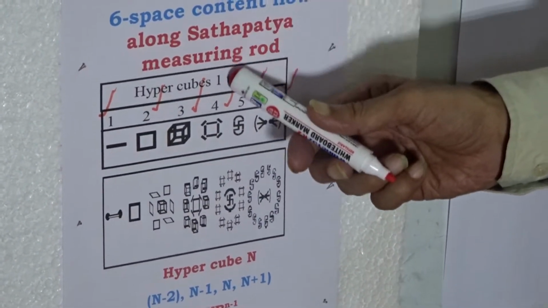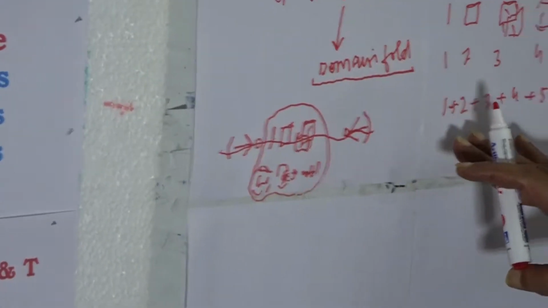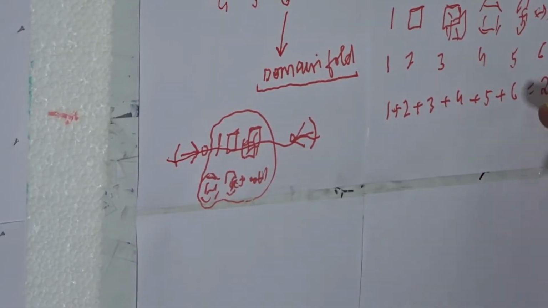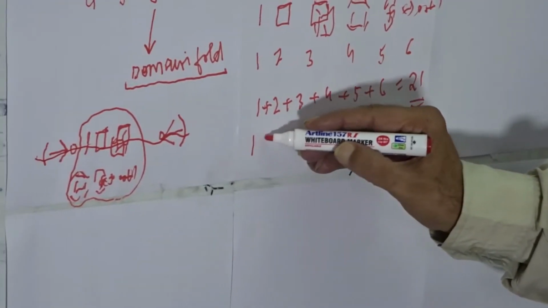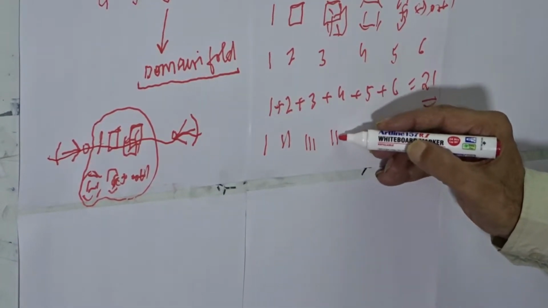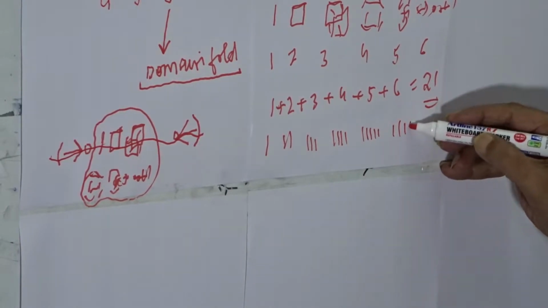Therefore, the 6 Space as domain, which permits its swapping in terms of hypercubes 1 to 6 synthesizing together as a Sthapatya mirroring rod, will have a format of a value 21: a single dimension, pair of dimensions, triple dimensions, quadruple dimensions, penta number of dimensions, and hexa number of dimensions.